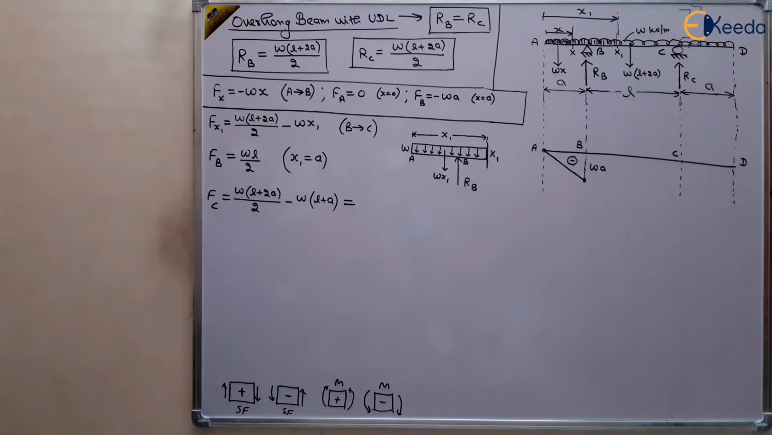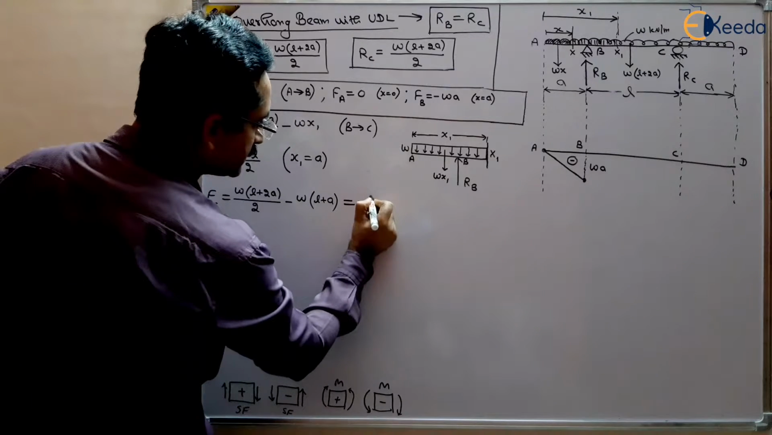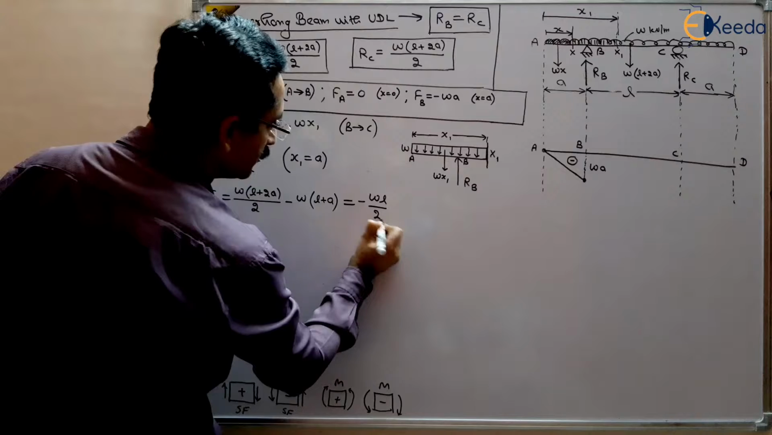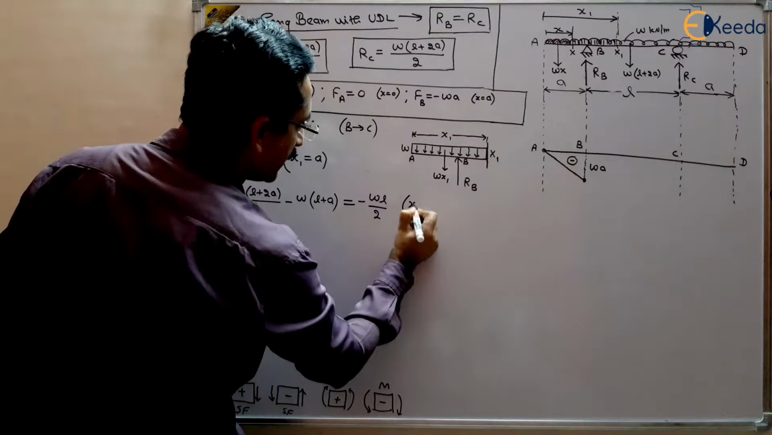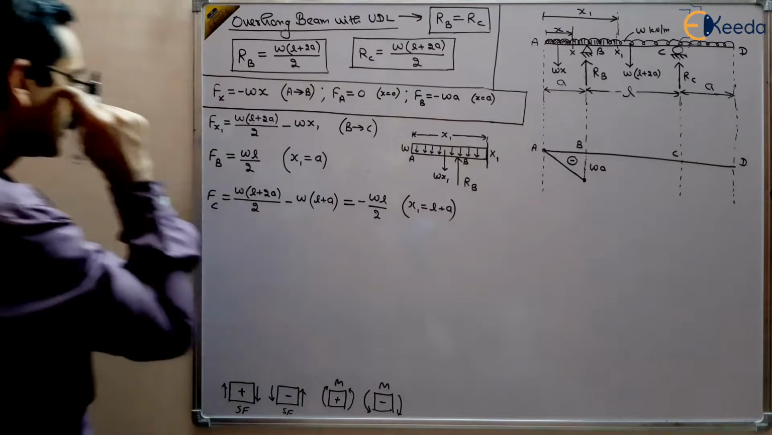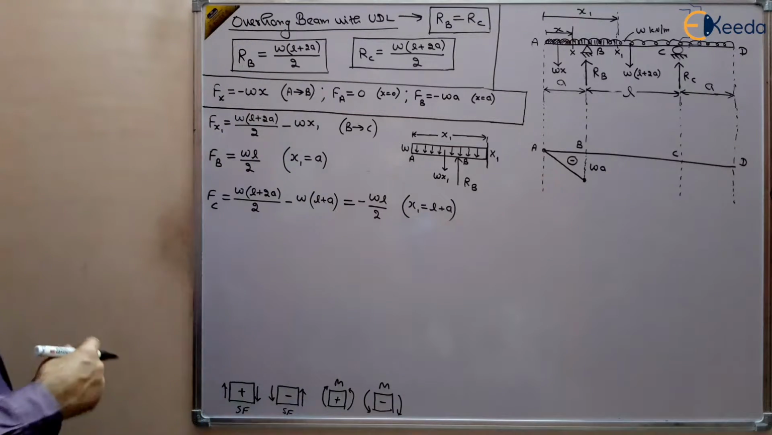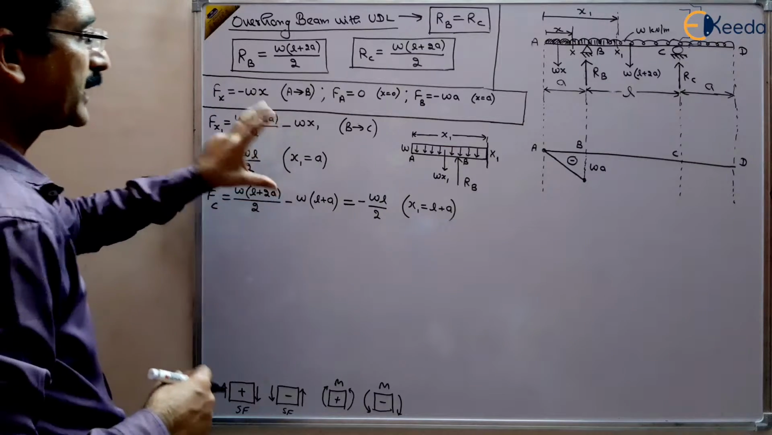That will be minus WL by 2. Solve it and you will get minus WL by 2. This is when x1 becomes L plus A, right? So this is the case between B and C.